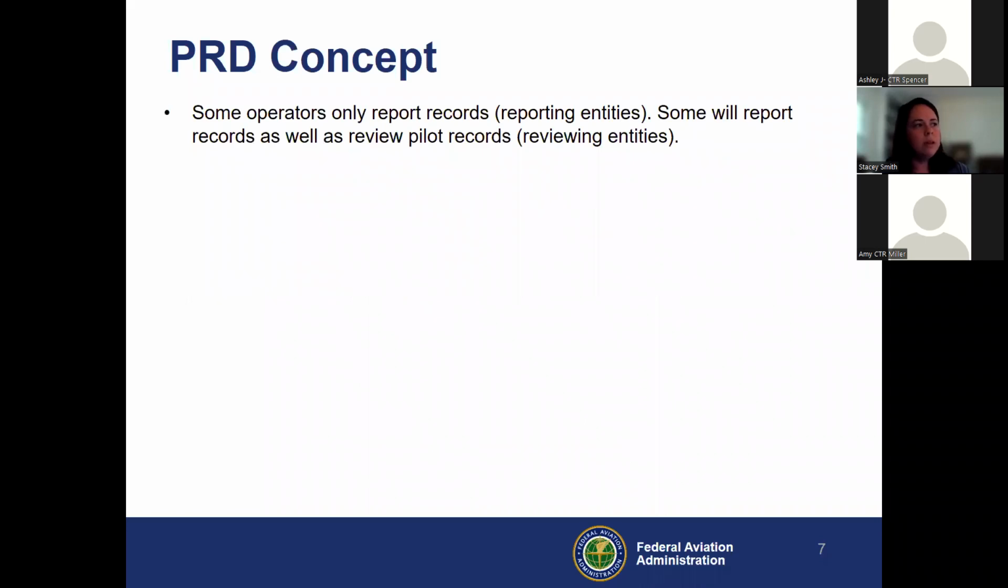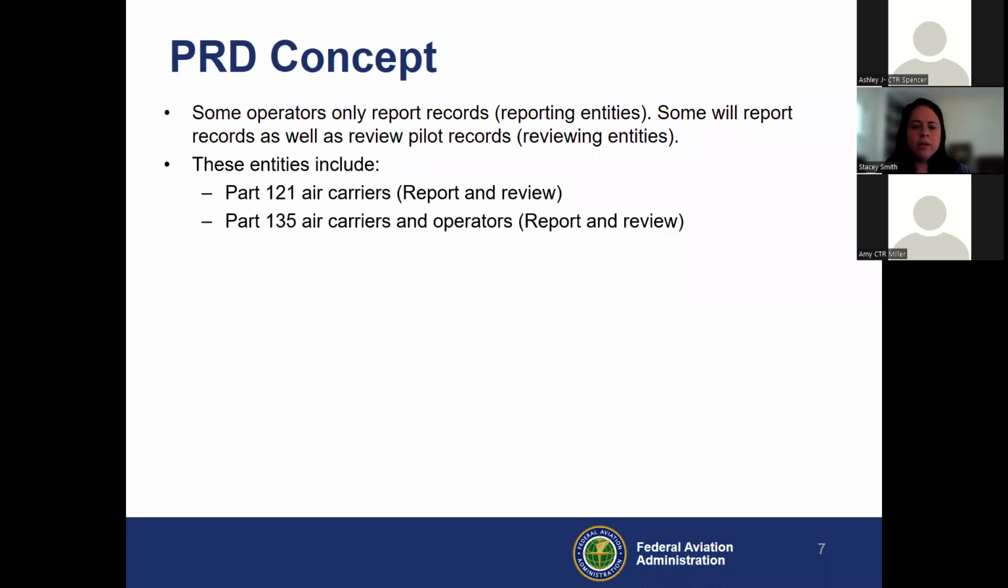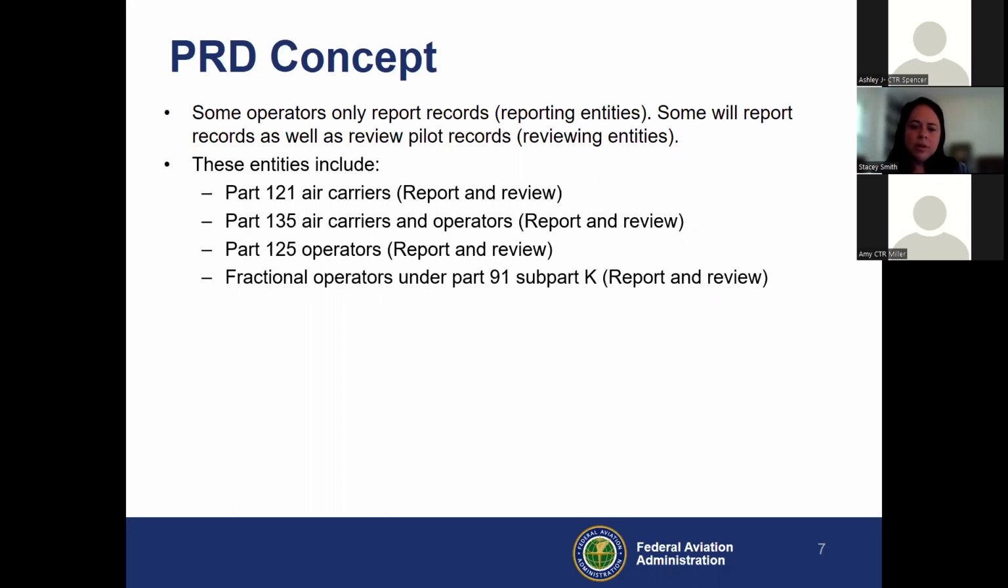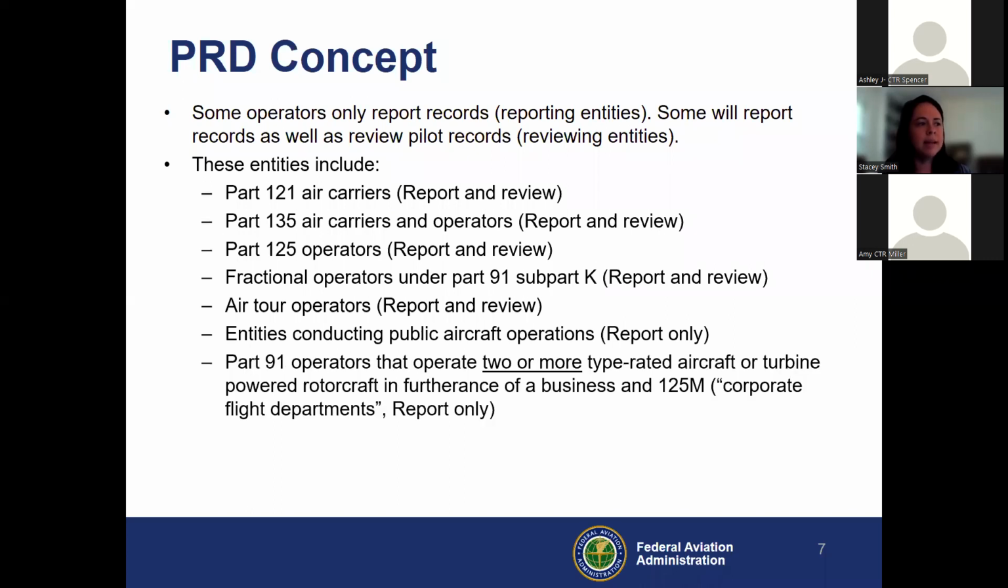Okay, so with the PRD concept, the entities required to report and review records for Part 111 include Part 121 air carriers, Part 135 air carriers and operators, Part 125 operators, the fractional operators under Part 91 Subpart K, and air tour operators. All of these are required to both report and review records in the PRD. Now, the next couple are only required to report records in the Pilot Record Database. That includes entities conducting public aircraft operations and Part 91 operators that operate two or more type-rated aircraft or turbine-powered rotorcraft in furtherance of business, and the 125M corporate flight departments.